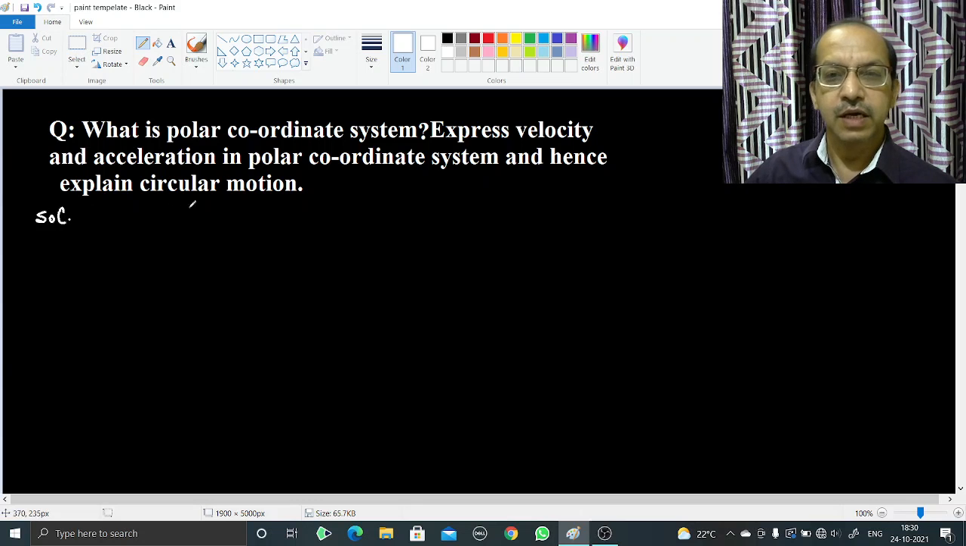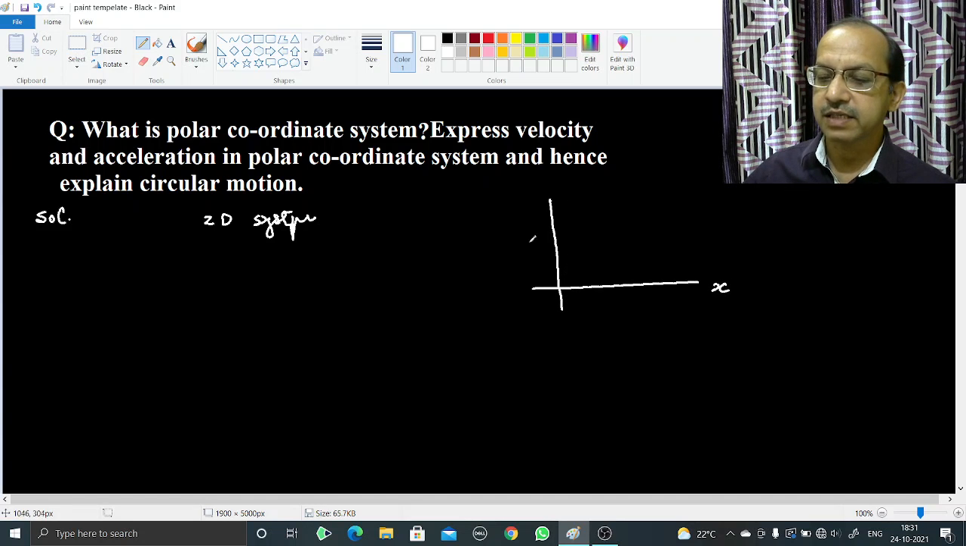So now, here we will take the two-dimensional coordinate system. What are we familiar with? We are familiar with the Cartesian system. How are the coordinates x and y related? If this is the x-axis, this is the y-axis, and this is the point P, then x is the distance from the y-axis, that is the x coordinate, and y is the distance from the x-axis.